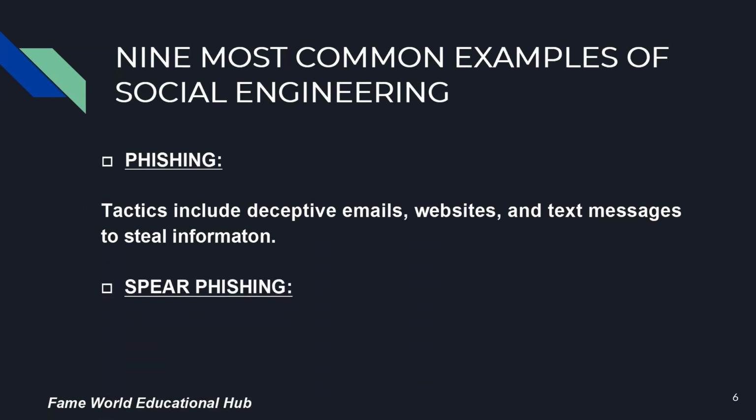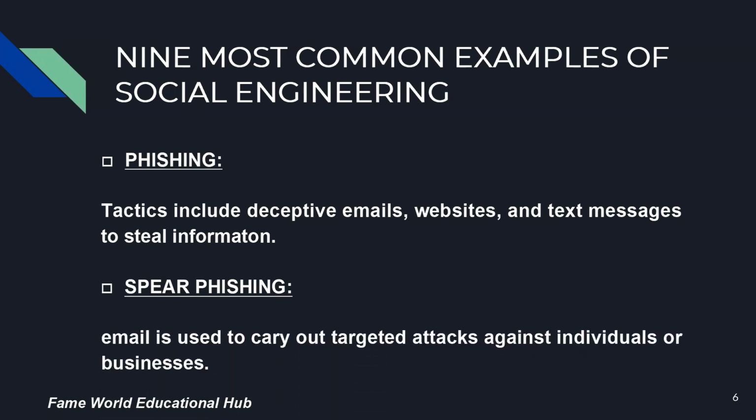After phishing, the next one which comes into the picture is spear phishing. With the name you can understand basically. Spear phishing is a cyber attack that targets specific people or organizations to trick them into sharing sensitive information or downloading malware. It is also a social engineering attack that uses personalized scams. Spear phishing is through emails most of the time. Email is used to carry out the targeted attack against individuals, businesses, or organizations. That's why it is spear phishing.